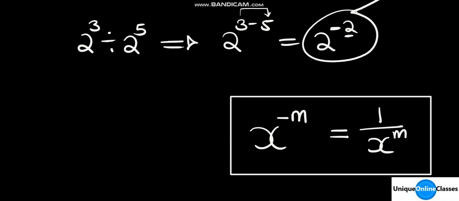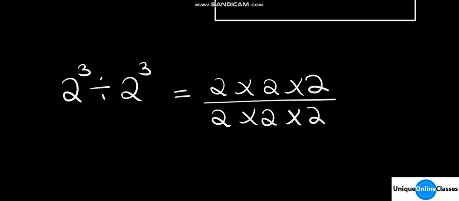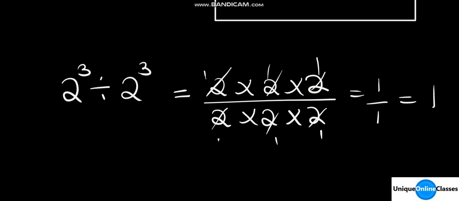When dividing numbers of the same base, take for example 2 raised to the power 3 divided by 2 raised to the power 3. Using normal division, this is 2 times 2 times 2 divided by 2 times 2 times 2. Each 2 cancels with a 2 and gives 1, so the numerator is 1 and the denominator is 1, and 1 over 1, the answer is 1.